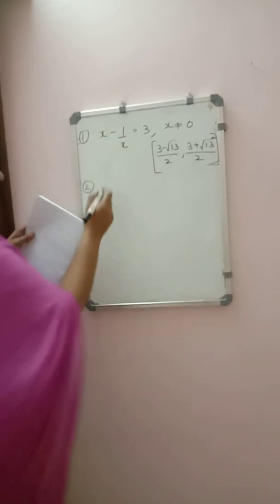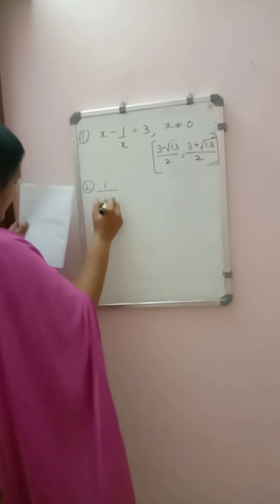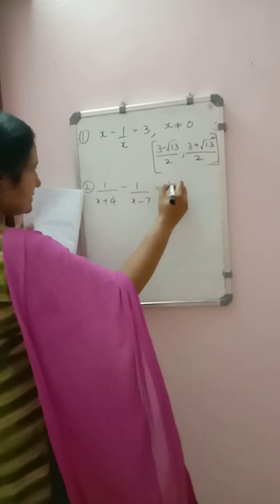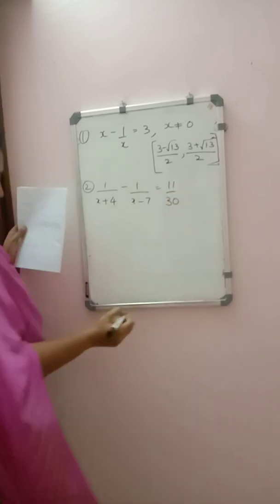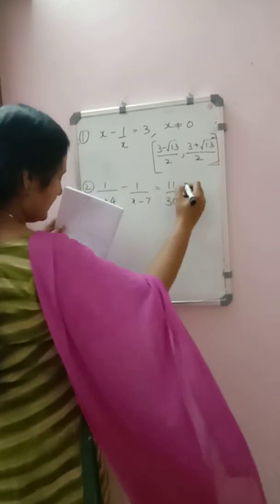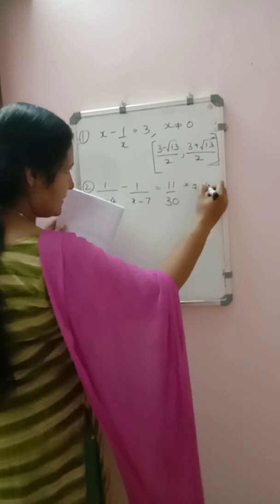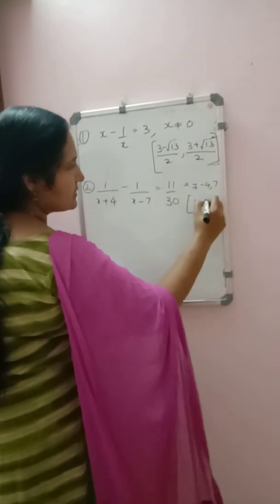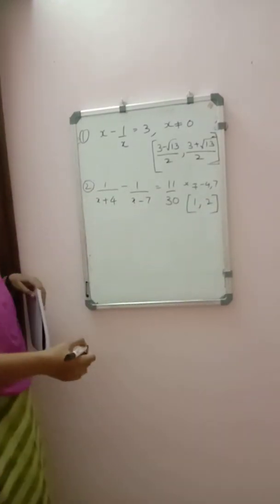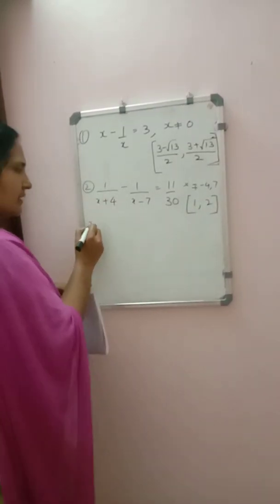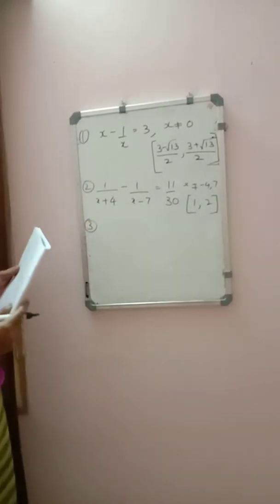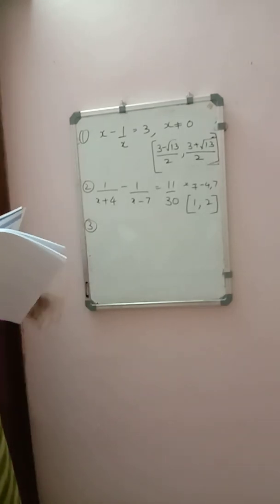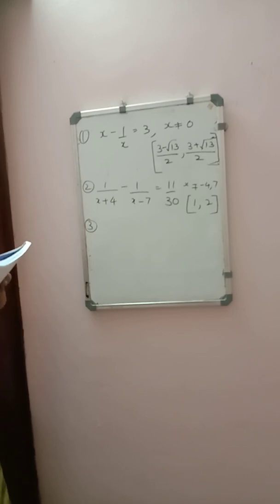Second question: 1 by x plus 4 minus 1 by x minus 7 is equal to 11 by 30. Again the condition is given, x not equal to minus 4 comma 7. The answer of this question is 1 and 2. These two questions are from your textbook only, Exercise 4.3, question number 3, first and second question. And I am giving you some more extra questions.